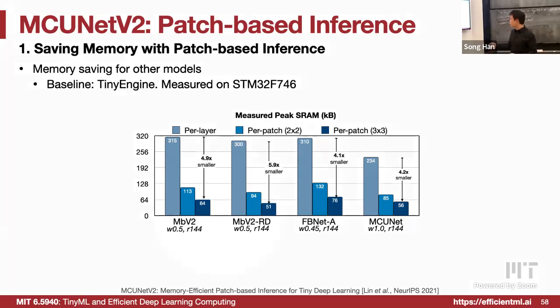Same observation for different network architectures, which is pretty good. But is there any drawback, any problem, any overhead using such kind of per patch based inference? Latency overhead. Where does the latency overhead come from?